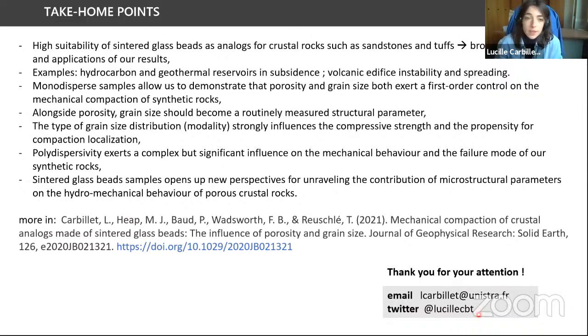Then using the more dispersed samples, we were able to see that the type of grain size distribution, both modality, bimodal, monomodal, strongly influences the compressive strength and the propensity for compaction localization. And finally, we also saw that pore dispersivity exerts a complex but significant influence on the mechanical behavior and the failure mode of the synthetic rocks. So finally, I think there is obviously a lot more to be done using these samples, but that they open up new perspectives for the study of the relationship between microstructure and macroscopic behavior of porous crystalline rocks.